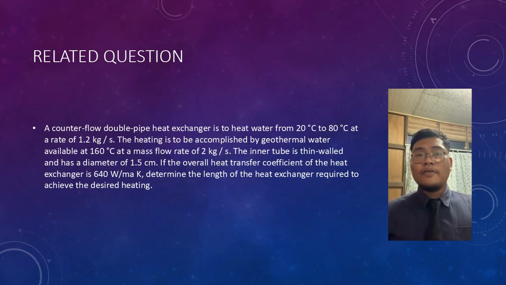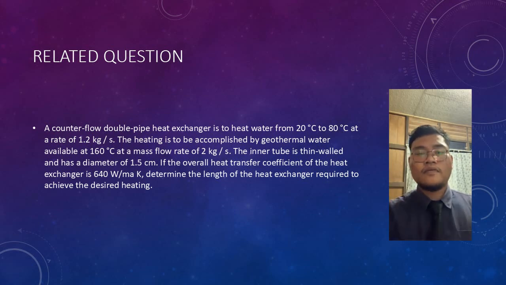A counterflow double pipe heat exchanger is to heat water from 20 degrees Celsius to 80 degrees Celsius at a rate of 1.2 kg per second. The heating is to be accomplished by geothermal water available at 160 degrees at a mass flow rate of 2 kg per second. The inner tube is thin walled and has a diameter of 1.5 cm. The overall heat transfer coefficient of the heat exchanger is 640. The question is, determine the length of the heat exchanger required to achieve the desired heating.